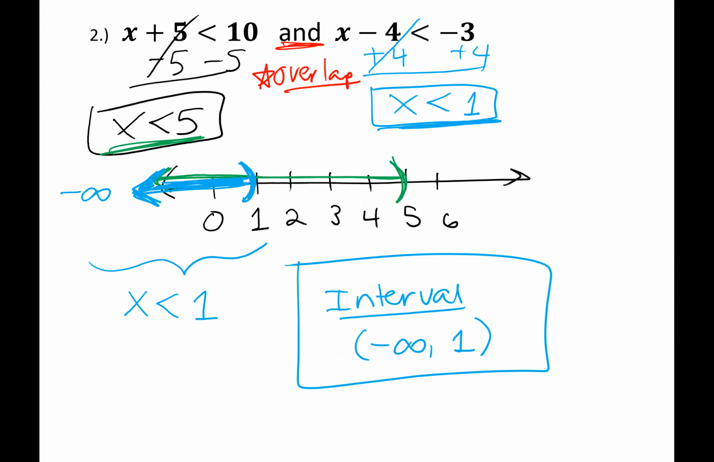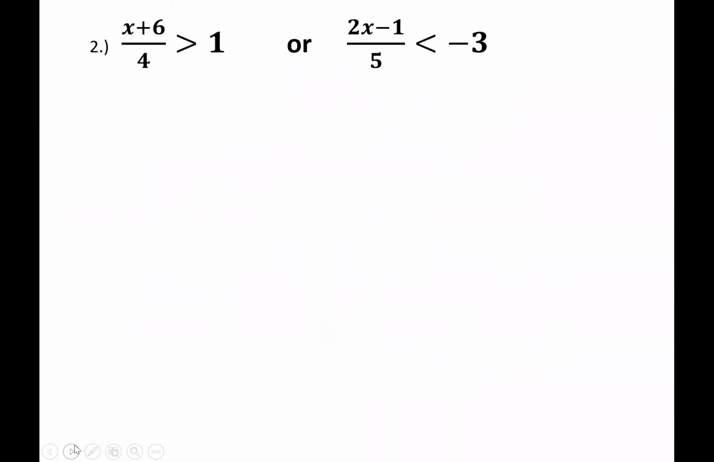So I found that one to be a little bit trickier because usually with AND problems, we look for overlap and it's usually in between two numbers, but in this case, both arrows are going in the same direction. Okay, a little bit tricky. All right, let's see what's next here. We're almost done.